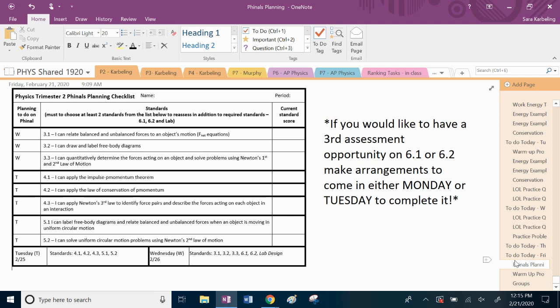Other than that, you have the choice. I want you to take at least 2 other standards. Every standard will have an opportunity for a level 10. Okay, so you can get a level 10 on anything.